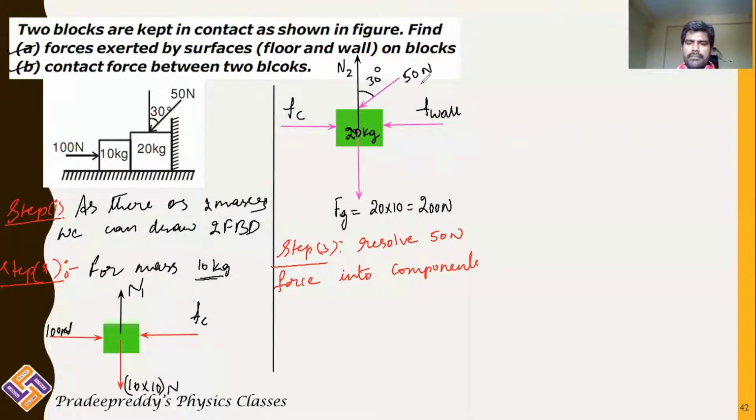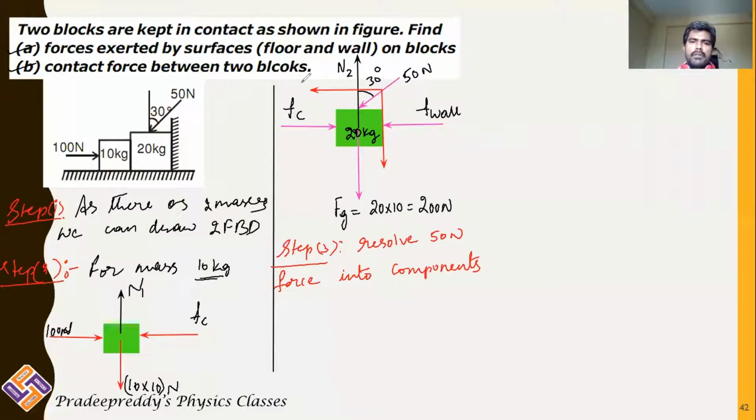So because that 50 Newton force is along the plane, I can resolve this force into components. One component along x-axis and other component along y-axis. So this 50 Newton can be resolved into two components, one along x-axis, other along y-axis. Okay. Now, you can write this 50 Newton is resolved into components.